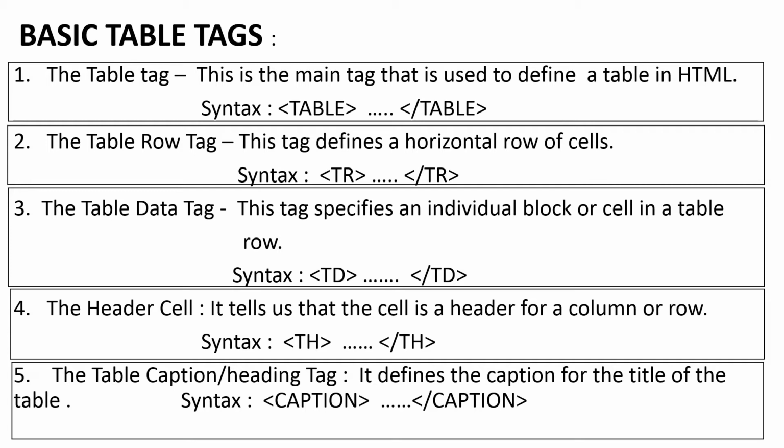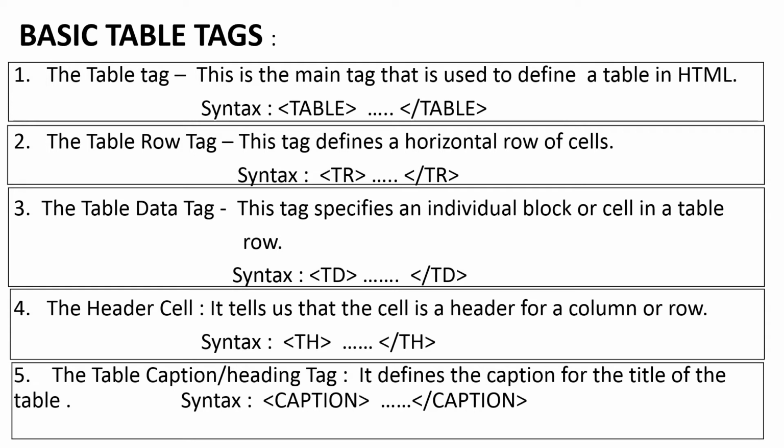This tag defines a horizontal row of cells. Now if you want to add content to a specific cell or block of the table, then you will use the table data tag, and the syntax is TD. TD stands for table data tag. Just remember, if you are opening any tag in HTML code, you need to also close it, using the backslash.